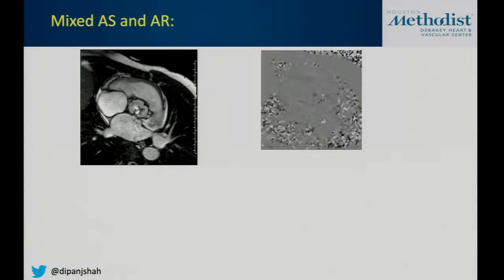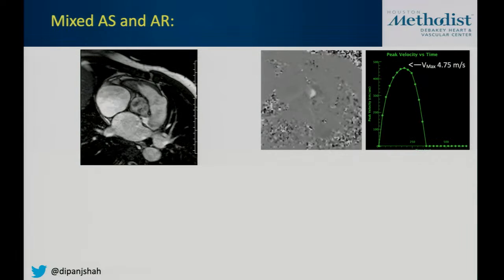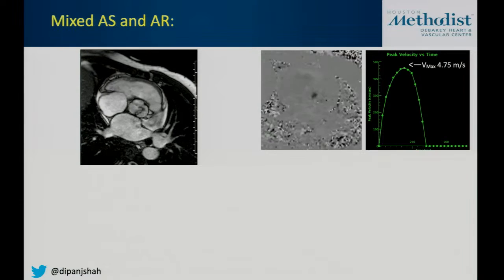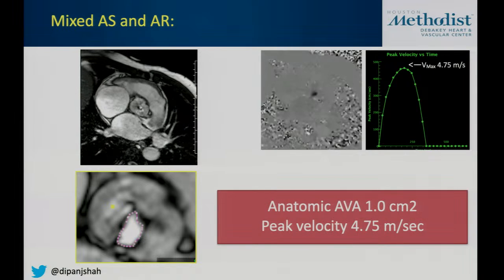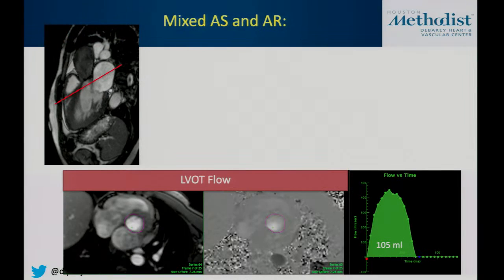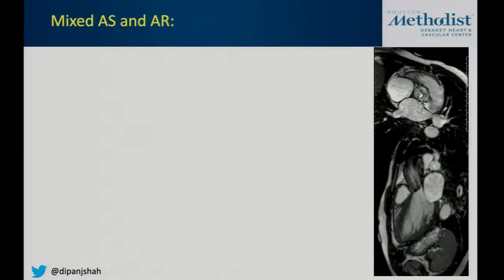And this is just showing a mixed AS-AR case. And here again, you're going to try to measure the velocity across this valve. So here you've got 4.75 meters per second. The anatomic area of this valve is 1.0 centimeters squared. And if I measure the forward flow across this valve, this again is for the AI assessment. So I'm going to measure LVOT forward flow, which is 105 cc's, and compare that to my PA net flow, which is 53 cc's, telling me that there's quite a bit of aortic regurgitation in this case.